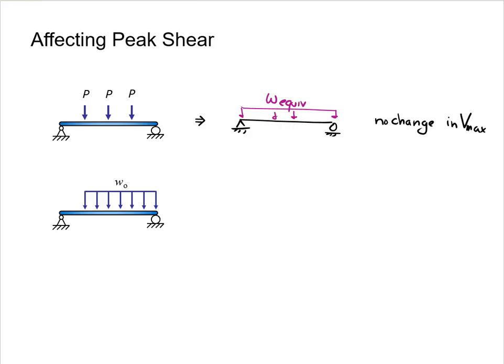For example, consider this simply supported beam with uniform load over only part of the beam. If we convert that load to an equivalent uniform load over the entire beam, the magnitude of the distributed load is lower, and we have moved some load from the right side of the beam to the left side. Therefore, we are increasing the peak shear at the left support to where we have shifted load, and we are decreasing the peak shear at the right support from where we have shifted load away.